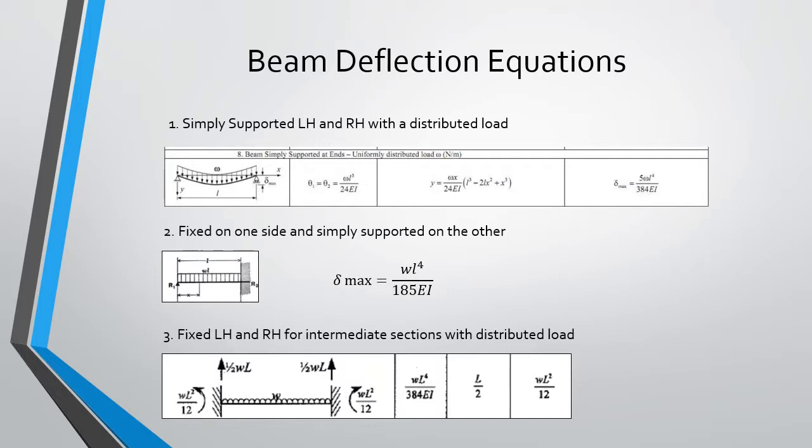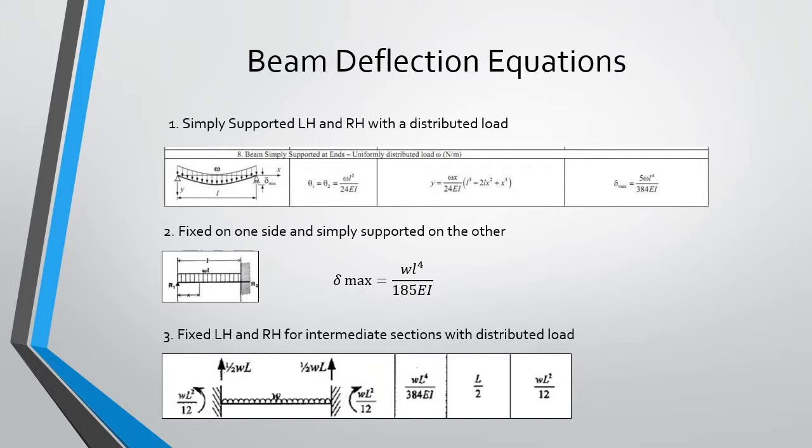The first beam deflection equation is for a simply supported left-hand and right-hand side with a distributed load. This is used in the case where you don't have any datums supporting in the middle of the beam, and this check has to be done just to make sure that your beam actually needs some datums in the middle.